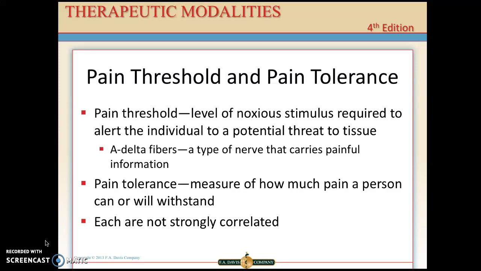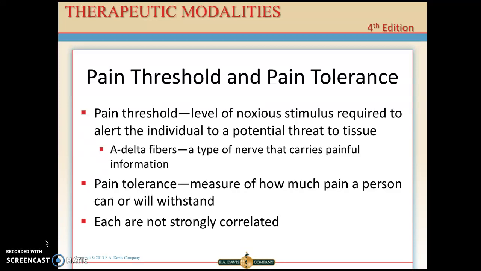Let's then talk about pain threshold and pain tolerance. So in pain threshold, you have a level of noxious stimulus that is required to alert an individual to a potential threat to a tissue. So this really is related to that physiological response to pain.